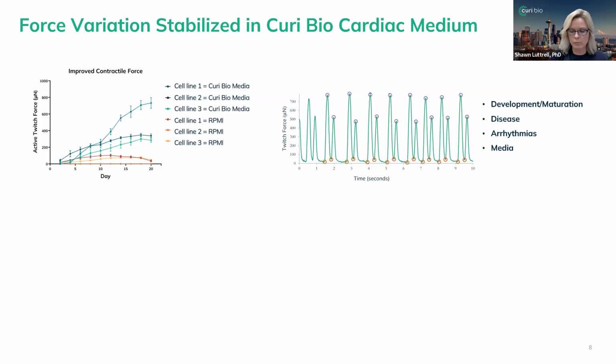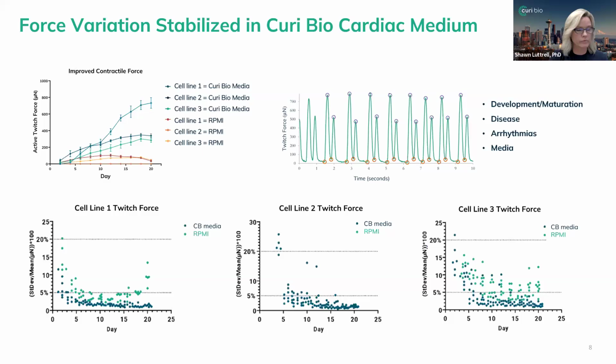And so here we plotted the coefficient of variation in the twitch force across all 3 of our cell lines. We have tissues cultured in Curi Bio media in blue, and RPMI tissues are in green. Each dot on these graphs is an individual tissue. We typically want to be below 5% variation, indicating the tissues are producing consistent forces for each beat.